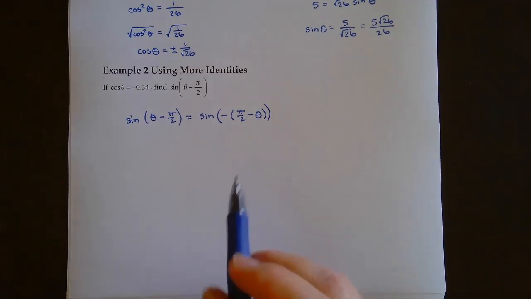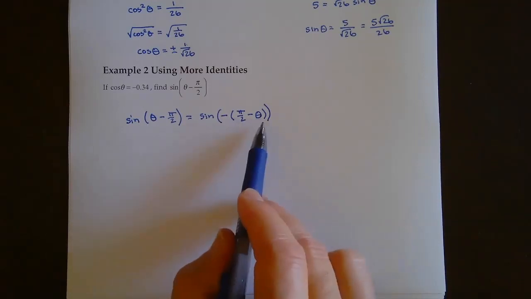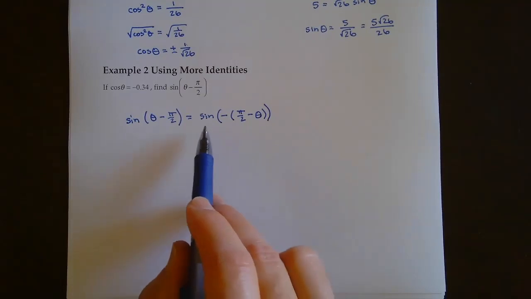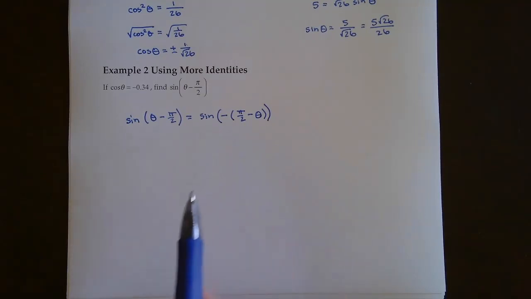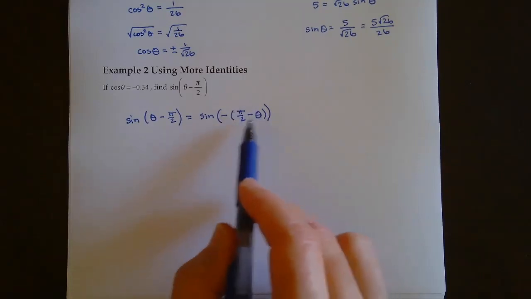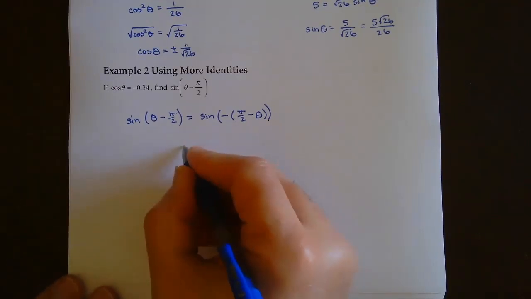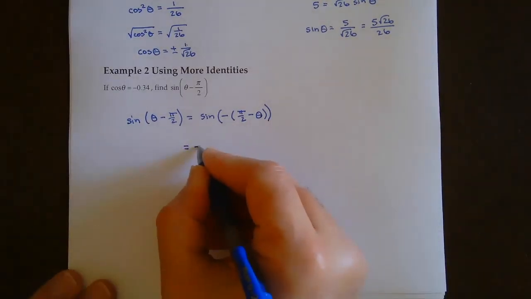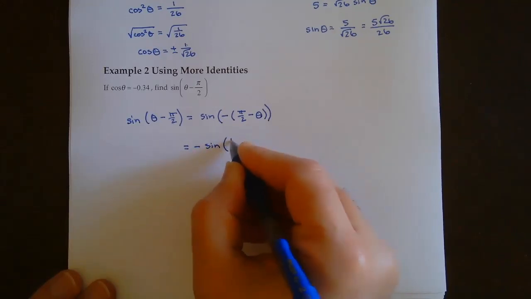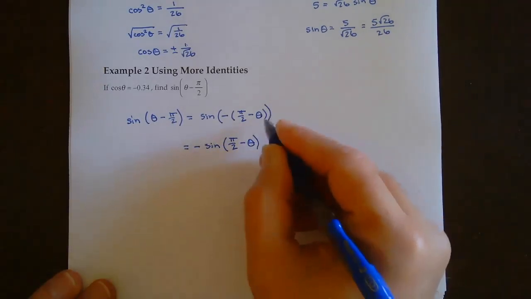The next thing we can do is go to the next step. This is sine of a negative angle. That's an even-odd identity. So sine of a negative angle is equivalent to negative sine of that angle. And the angle that I'm talking about is this pi over 2 minus theta. That's an angle. So this could be rewritten as negative sine of pi over 2 minus theta. These are equivalent.